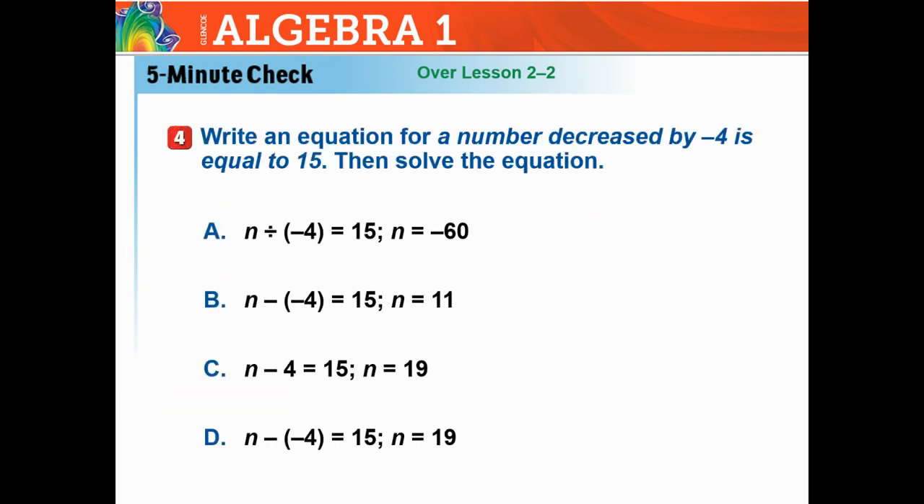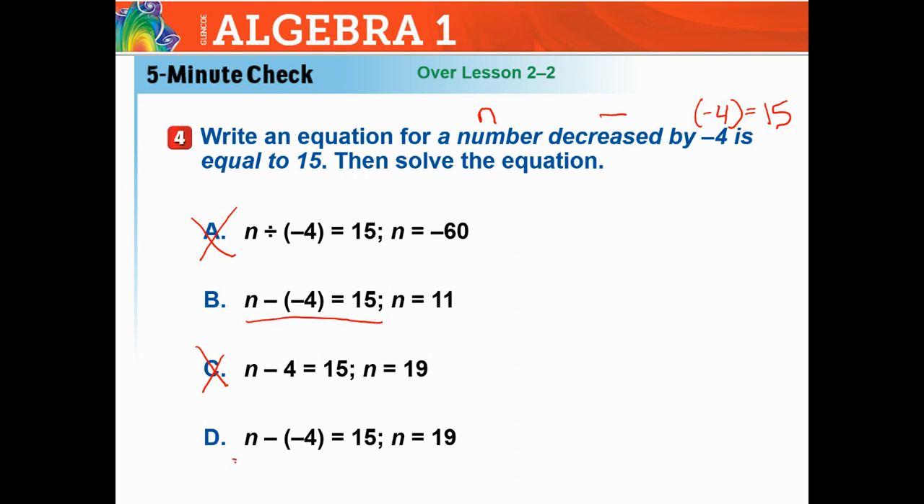All right, for this problem, first we have to write the equation for a number decreased by negative 4 is equal to 15, and then solve the equation. So first we have a number, so they just use the number n, decreased by, so subtracted, by negative 4 is equal to, and then 15. So it eliminates A, and that eliminates C. So now we're just looking at B and D.